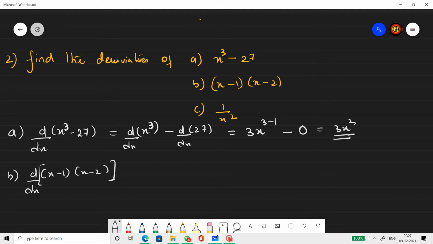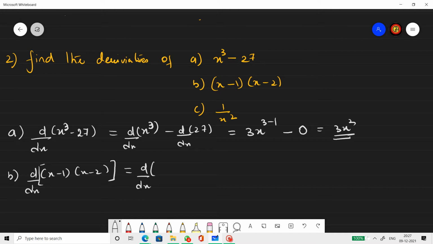If it's algebra and trigonometry, or algebra and some other function, or trigonometry versus exponential, then there is no way to multiply. We have to follow the UV rule. Here, being two algebraic functions, I can comfortably multiply them. So I'm going to multiply and then differentiate.